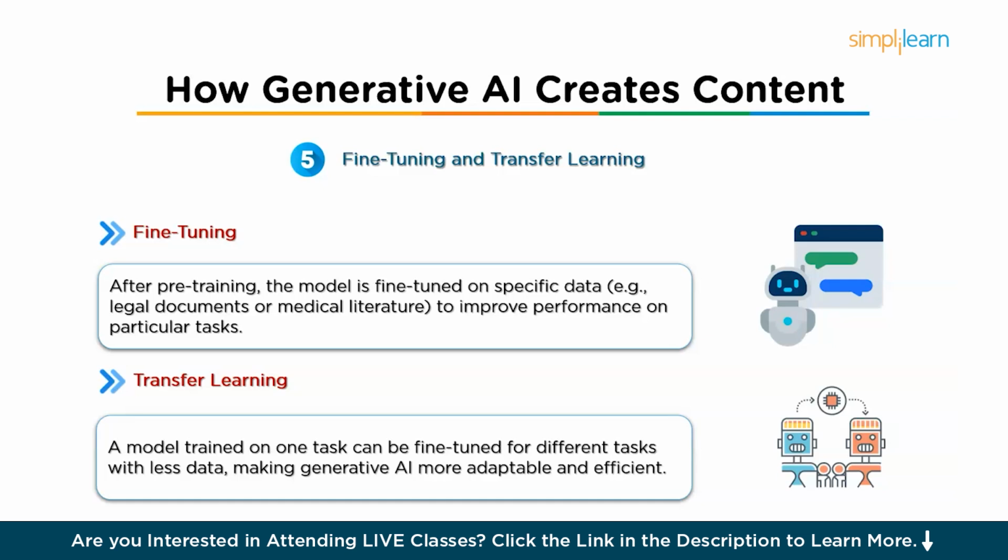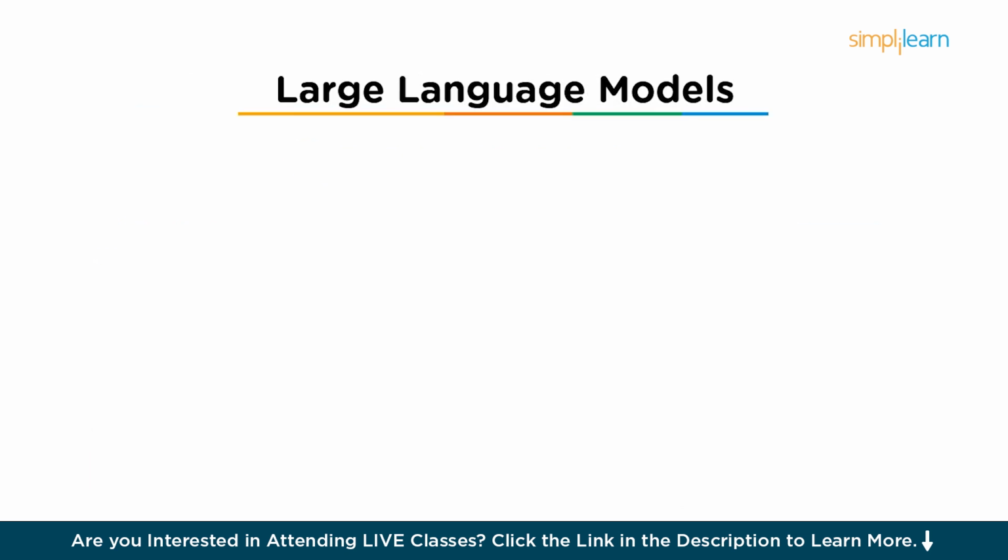Now that you have seen how generative AI creates content, let's talk about LLMs or large language models. LLMs have become one of the most powerful and transformative technologies in the field of AI. They leverage massive amounts of text data and deep learning techniques to generate, understand, and process human language. Let's explore the technical details behind the power of LLMs and understand why they are so influential in the AI world. First, let's see what an LLM is.